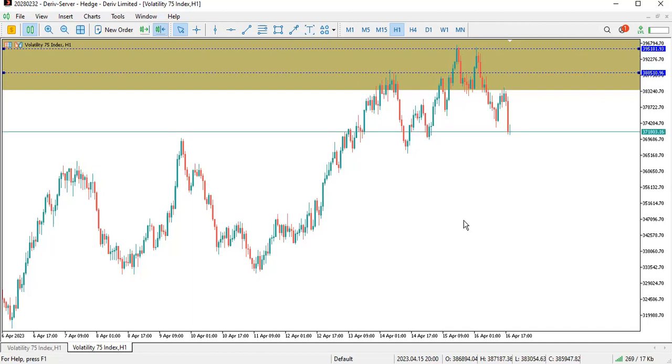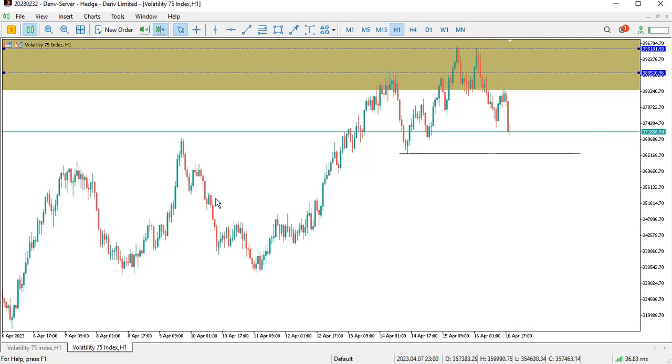Well, let me give you something for free. Until V75 breaks down here, we do not have that sell confirmation. Until V75 breaks below here, we do not have that sell confirmation. All right, from H1, we do not have that sell confirmation.